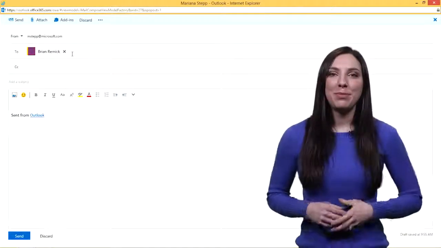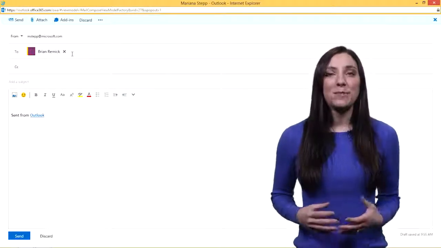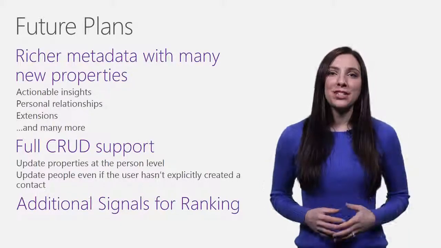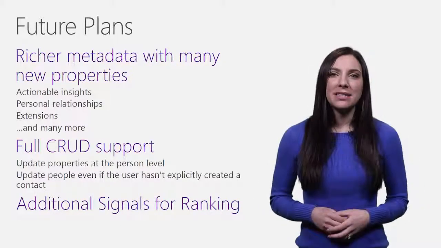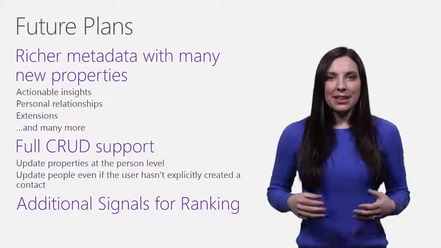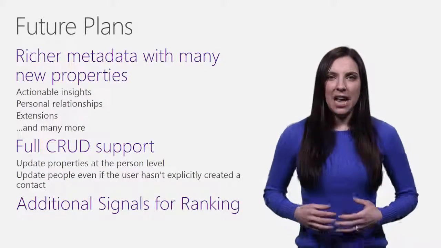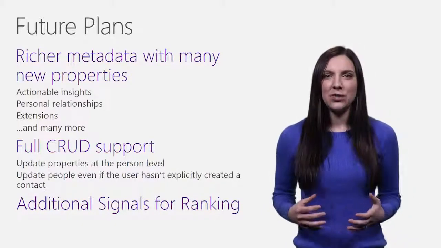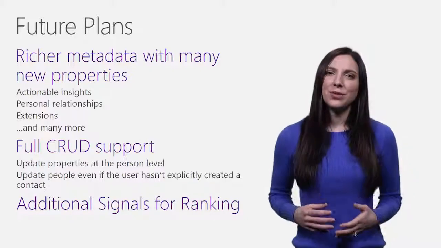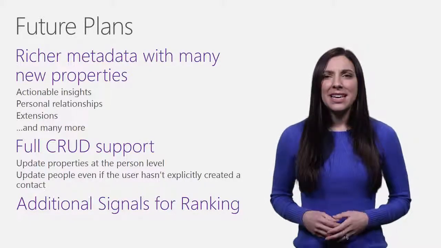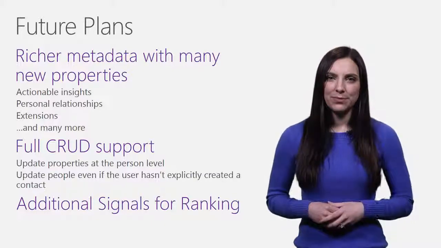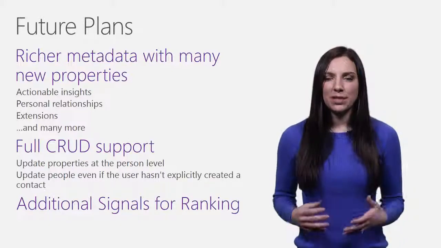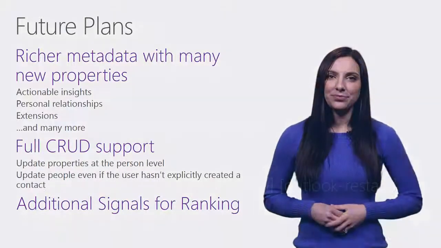This early preview of the People API is meant to focus on the ranking capabilities for browse and search scenarios. In future releases, the metadata will become much richer, with properties such as actionable insights, personal relationships, extensions, and many others. The API will also provide full CRUD capabilities, allowing clients to update properties of a combined person without having to deal with determining which individual endpoint to modify. This will also give the user the ability to update any person, even if they haven't explicitly added them as a contact. Along with these new capabilities, the underlying ranking technology will continue to grow in both precision and recall as new signals are added.